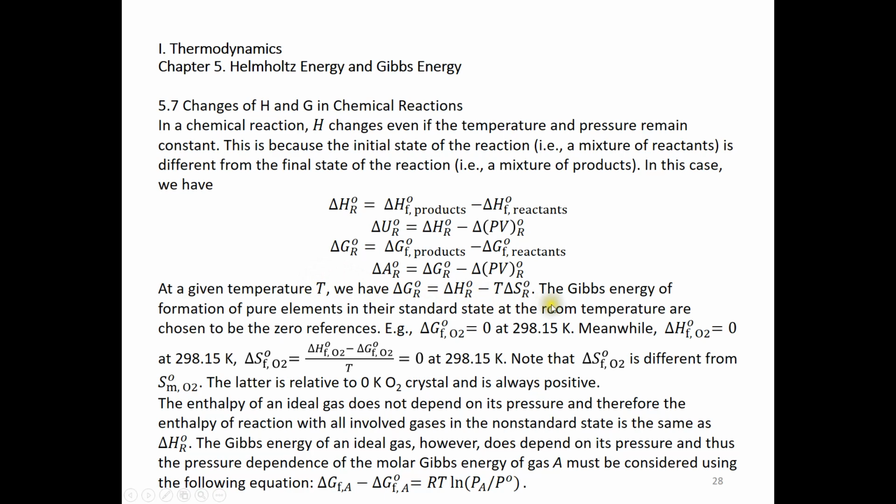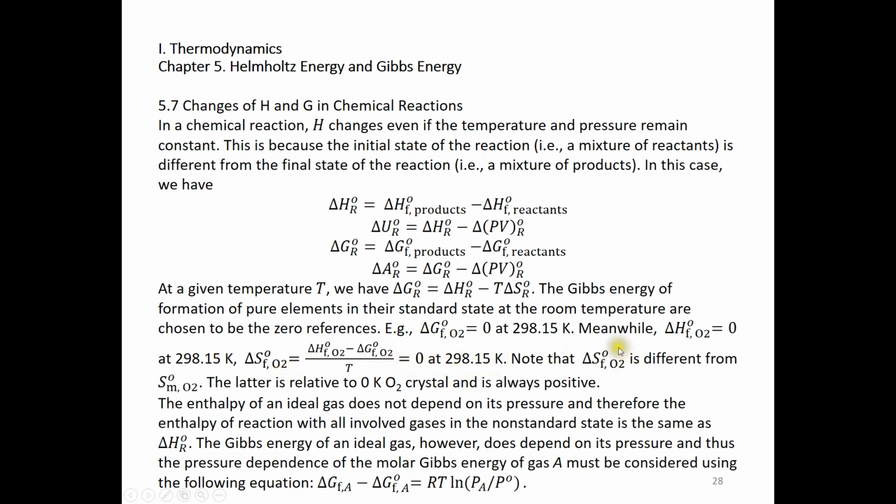We have this equation. The Gibbs energy of formation of pure elements in their standard state at room temperature are chosen to be zero references. For example, if you have pure oxygen gas with 1 bar pressure, its Gibbs energy of formation is 0 at room temperature. Meanwhile, its standard enthalpy of formation is also 0. And based on these two values of 0, we can say the standard entropy of formation of the oxygen gas is also 0 at room temperature.